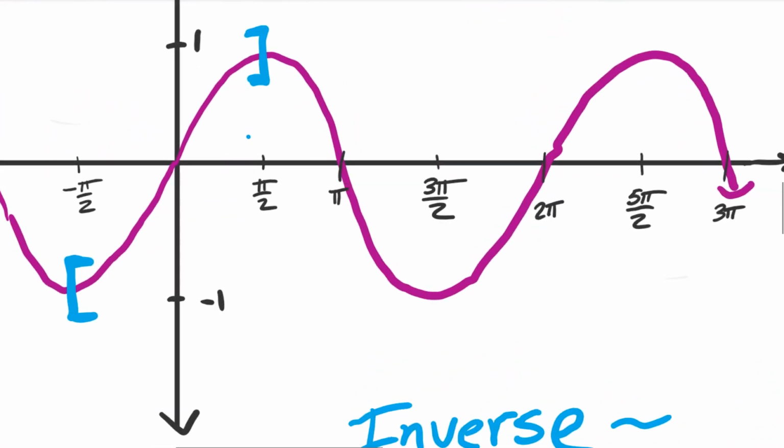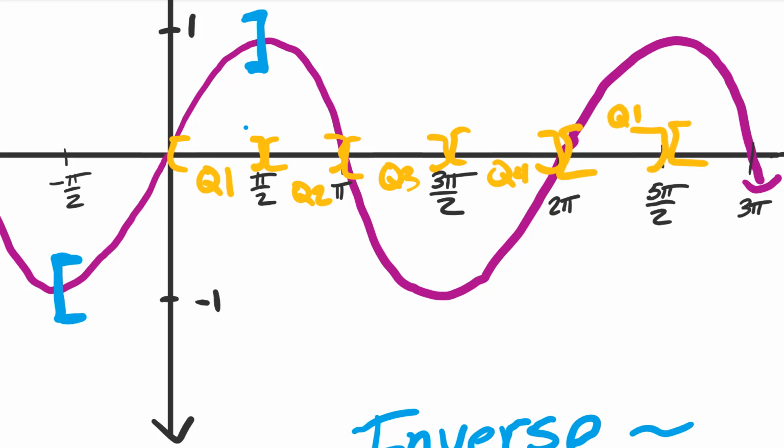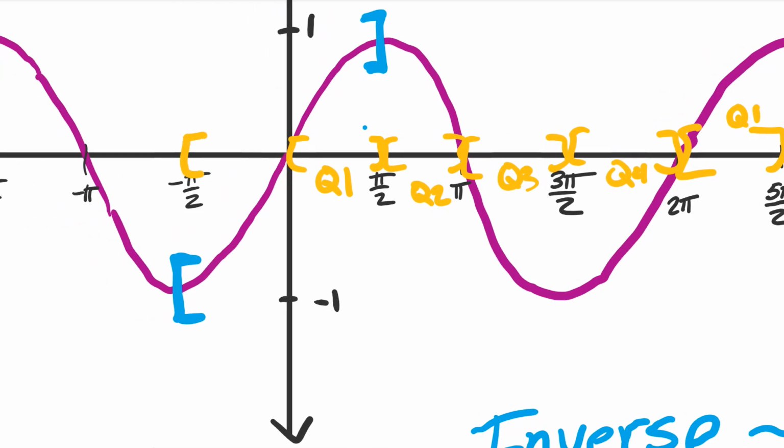Let me jump inside of here real quick. Remember the unit circle? From here to here, that's quadrant 1. From here to here, that's quadrant 2. From here to here, that's quadrant 3. From here to here, that's quadrant 4. And then it repeats upon itself. You're back to quad 1, quad 2. If we go back this way, let's count backwards: 4, 3, 2, 1, 4, 3, 2, and you can keep going.